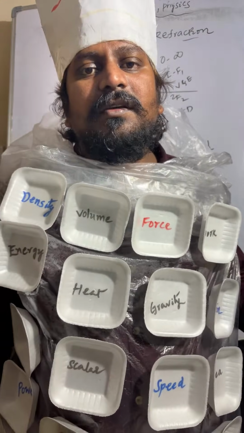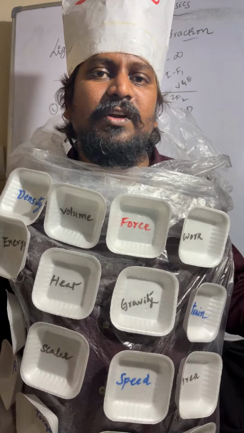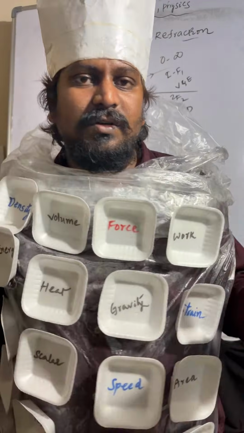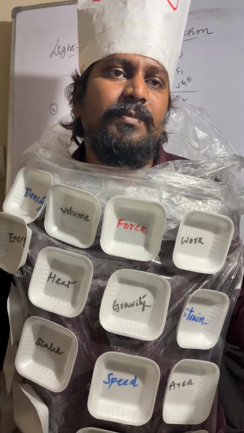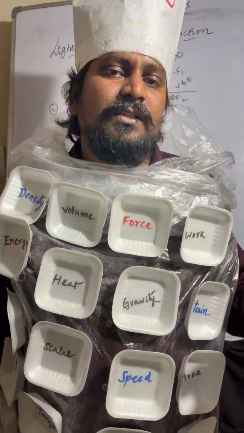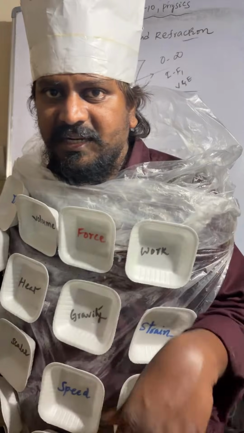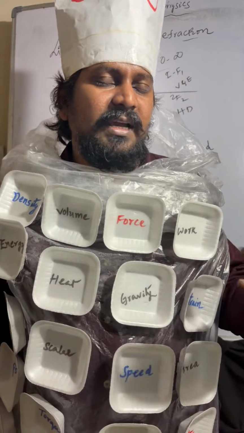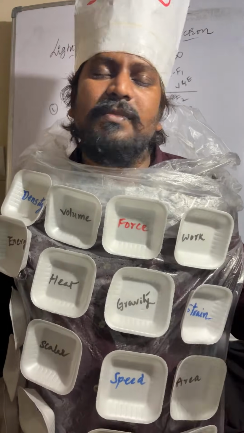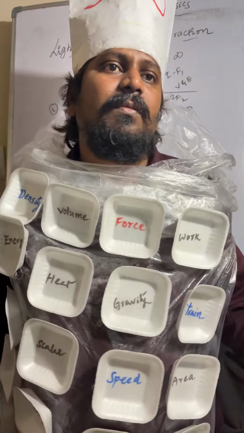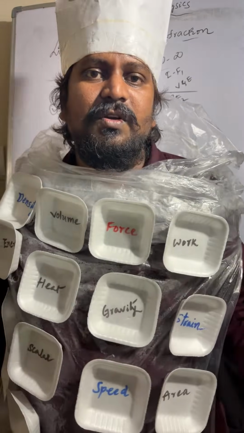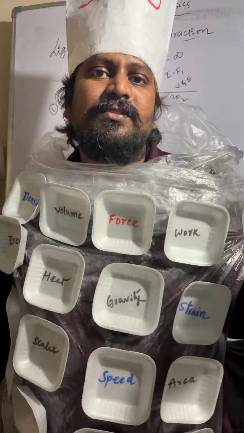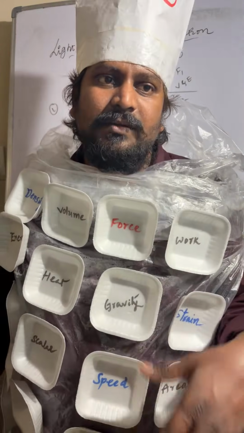Now coming to the next one, the lens formula: 1/f = 1/v - 1/u. Magnification is the height of the image by the height of the object, v by u. In the mirror formula plus comes, in the lens formula minus comes. In a mirror the magnification is negative, m = -v/u, and in a lens it is positive, m = v/u.